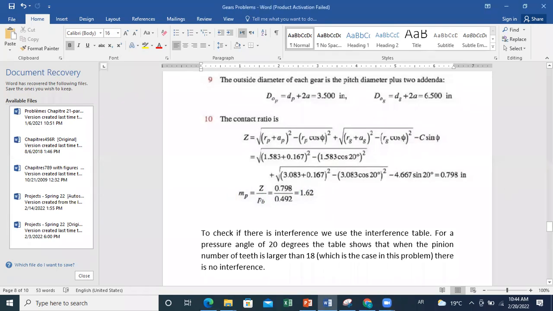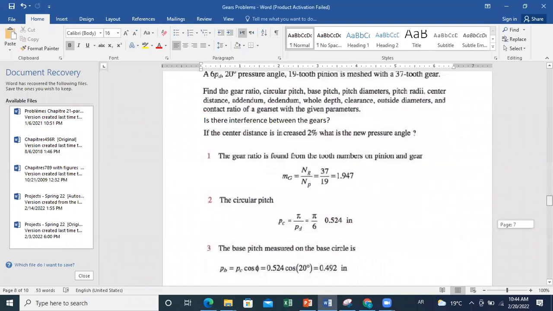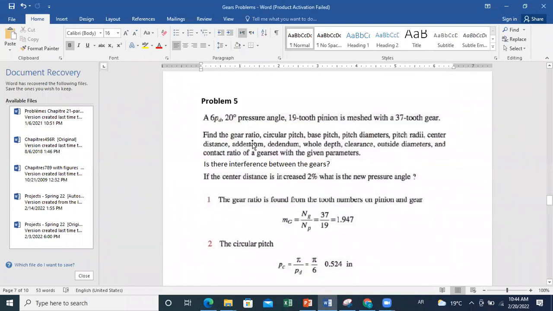Now, the next question: is there any interference between the gears? Is there a possibility of interference between the gears? Whenever we want to know if there is interference or not, we should go to the table of interference in the course material. To determine the interference condition, we need the pressure angle and the number of teeth for our pinion and gear. I know that the pressure angle is 20 degrees. The number of teeth for my pinion is 19, and for my gear is 37.